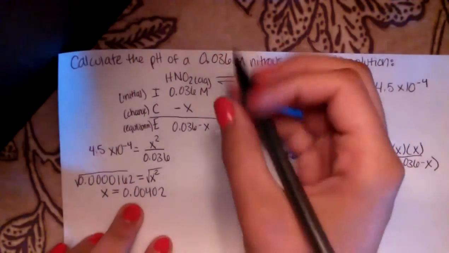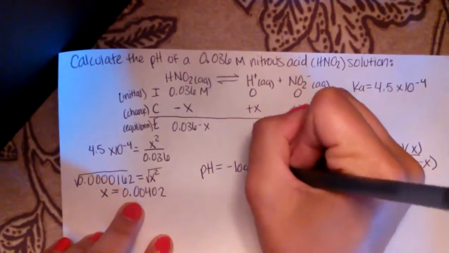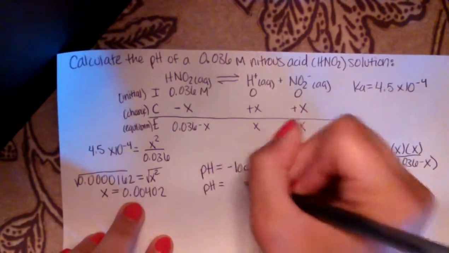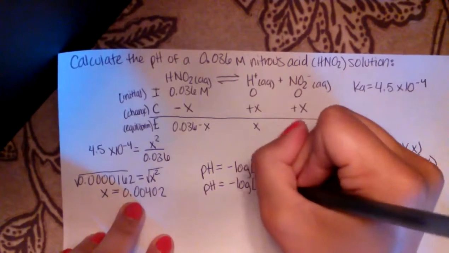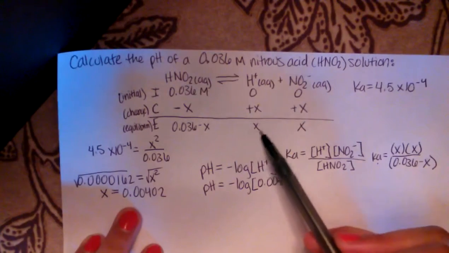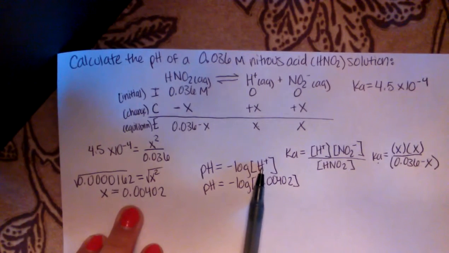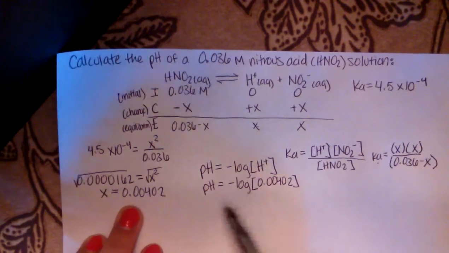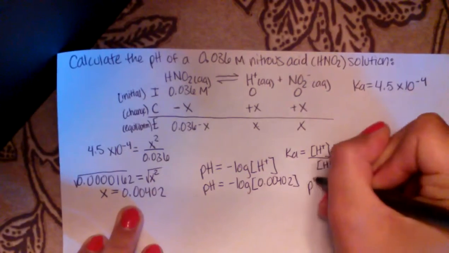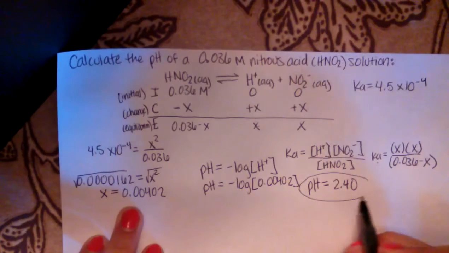So you can take this value and plug it into your equation to solve for pH, which is pH equals the negative log of the concentration of H plus ions. So pH is going to be negative log of 0.00402. Again, we plugged in this here, which is the concentration of hydrogen ions. By taking the negative log of this value, your pH comes out to 2.40, and that would be your answer.